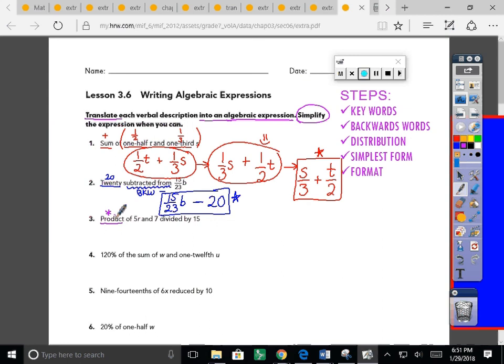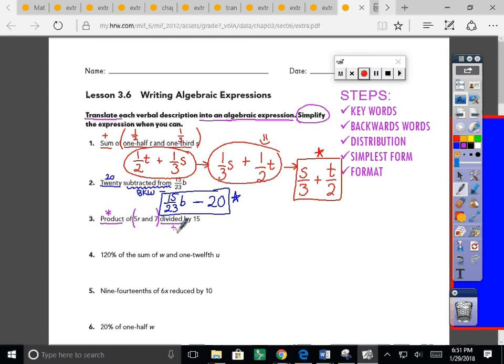I'm looking for the product of all of this. The 5r and the 7. I'm going to find a product of that. And then it says divided. Oh, divided by something. So I'm picturing that means I'm going to divide by 15. All right. There are no backwards words to consider on this one. So I'm really going to start with showing you the product.